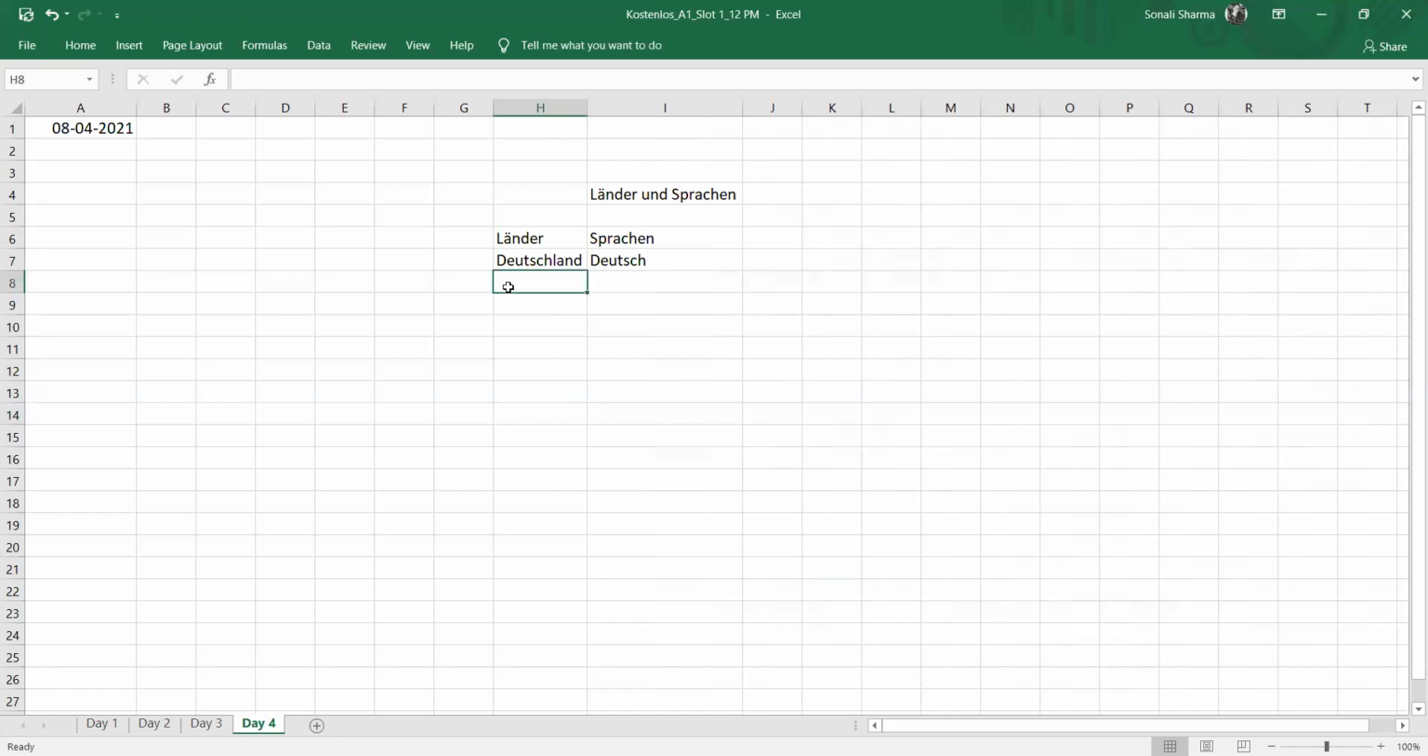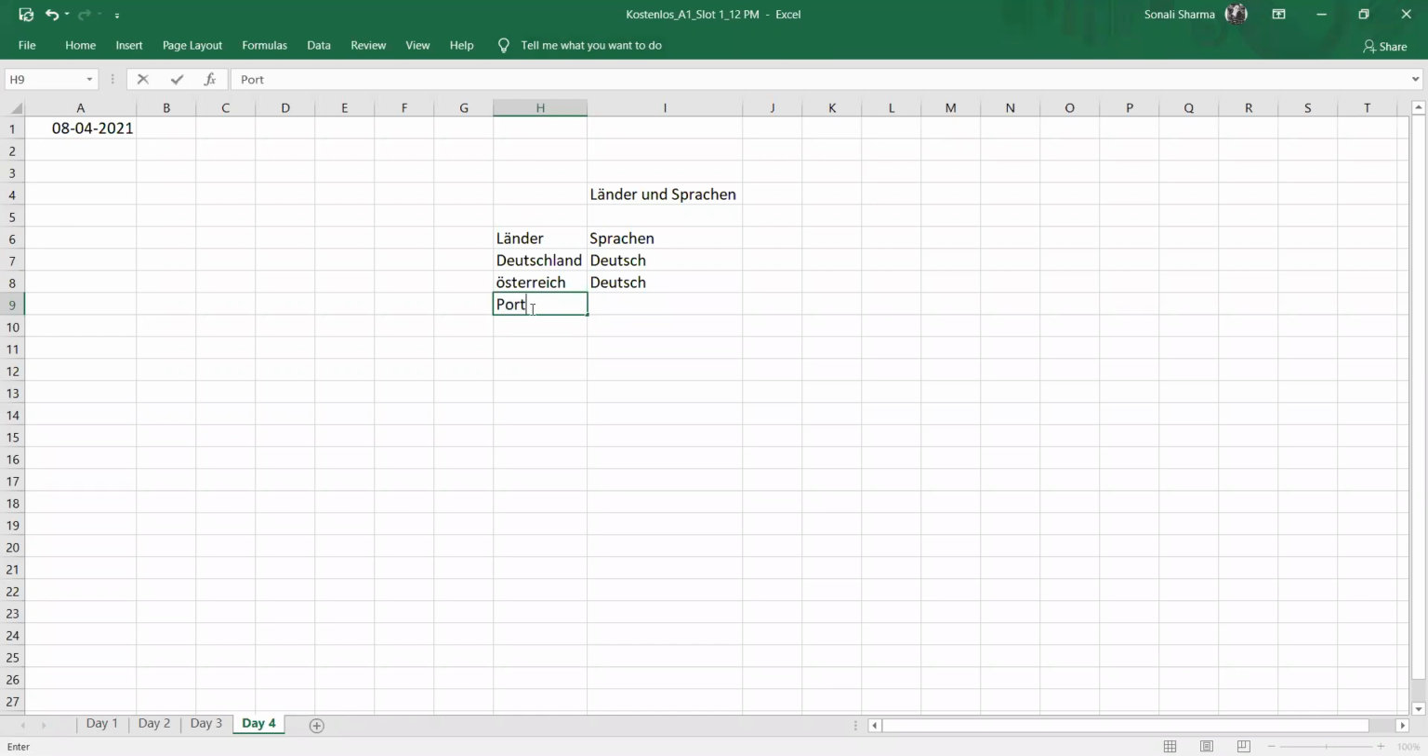Next comes Österreich. Now this word Österreich, the meaning is Austria. It's not ostrich, so it's Österreich. Again, we have the same language, German. So in Österreich, in Austria, the language is German. So Österreich, Deutsch.